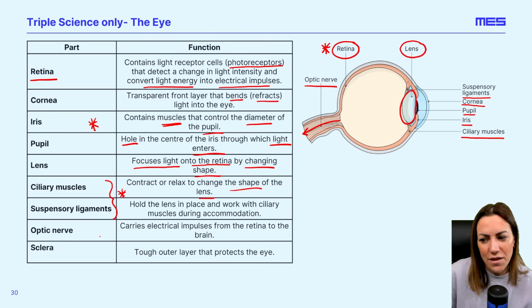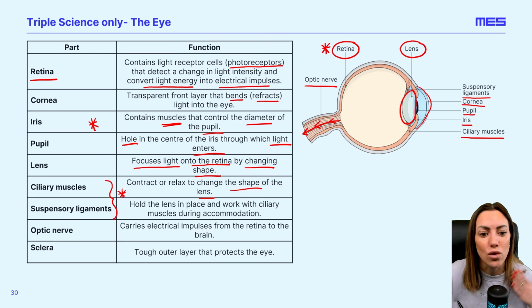The optic nerve at the back of the eye transmits or carries electrical impulses from the retina, where we find the photoreceptors, to the brain. And the sclera, which is at the very front of the eye, it's not actually on my diagram, the very front layer of the eye, is a tough outer layer that protects your eye. So again, that's really important.